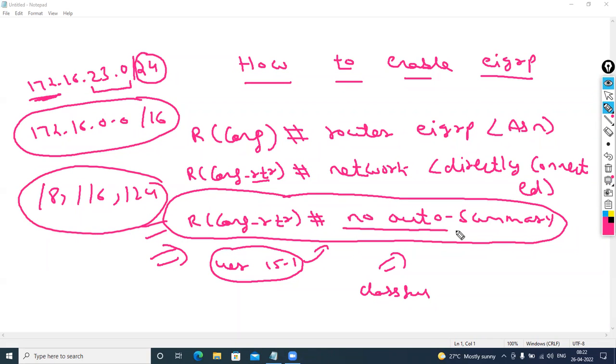So we disable this auto summarization. No auto summary means don't do summarization by default. Just whatever networks I'm advertising, please advertise those networks only. No need to summarize automatically. Clear? Now we'll do a short lab.